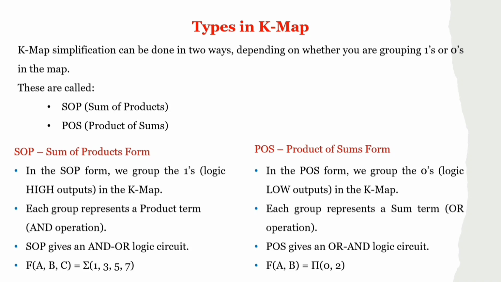In the K-map, each group represents a sum term, meaning an OR operation. Finally, all the sum terms are ANDed together based on the OR-AND circuit. The example of the POS will look like this. Here we consider a two-variable function, f of a comma b, which is equal to pi of 0 comma 2, which means the zeros are present.